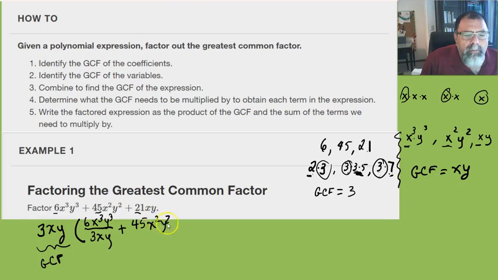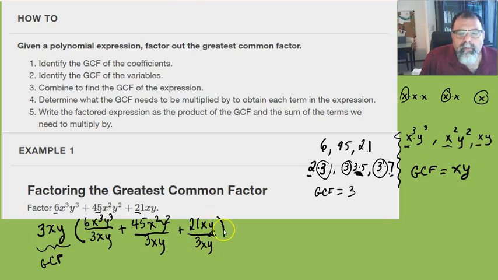45x squared y squared over 3xy, and then 21xy over 3xy. So then that's going to get me the GCF, 3xy. Now again, I wouldn't write this down. This is what I do in my head.